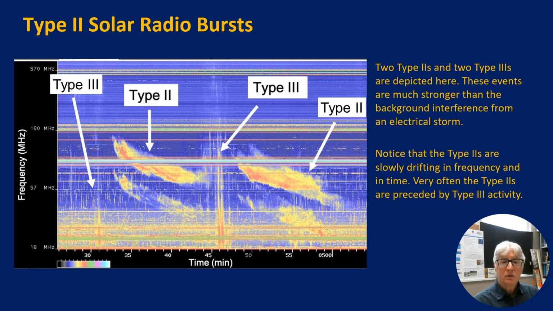This spectrogram shows 2 type 2s and 2 type 3 solar radio bursts. These events are much stronger than the background reference from an electrical storm. Notice that the type 2s are slowly drifting in frequency and time. In addition to the fundamental and harmonic structure, these type 2 events clearly exhibit band splitting. This is where the components of a type 2 fundamental and/or harmonic are themselves split into 2 or more roughly parallel bands. Very often type 2s are preceded by type 3 activity.